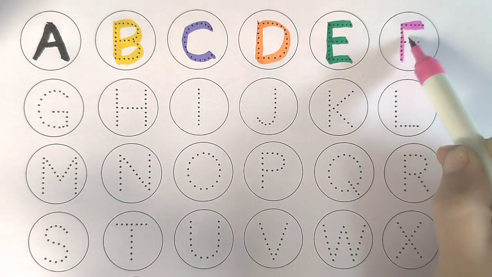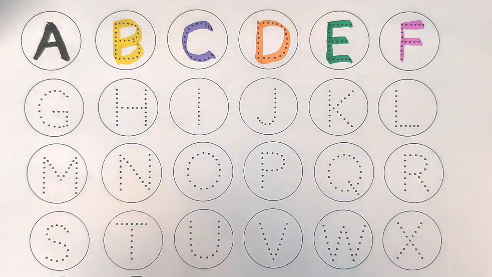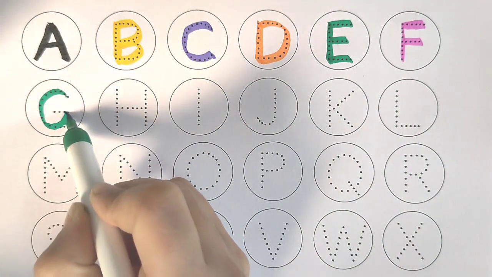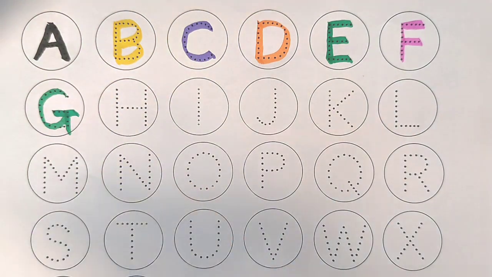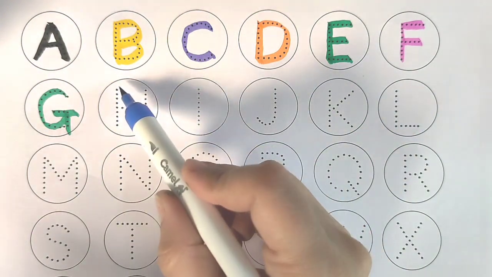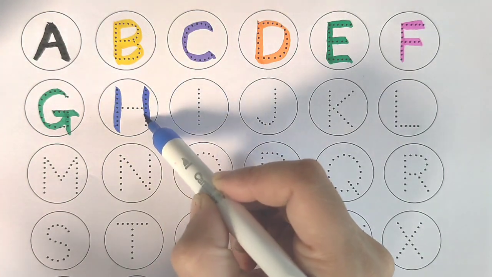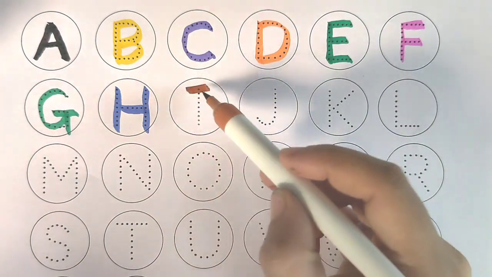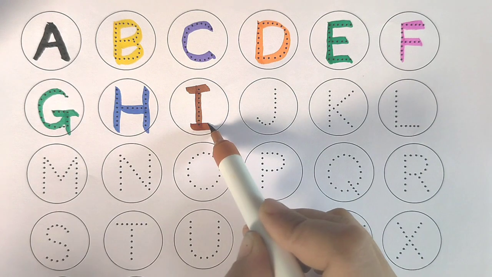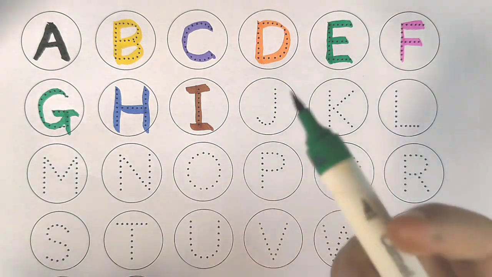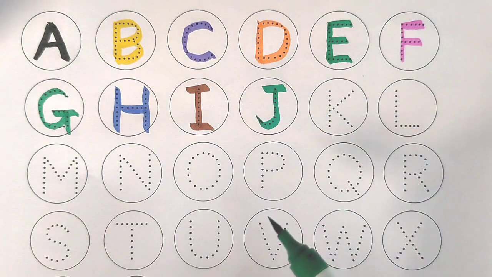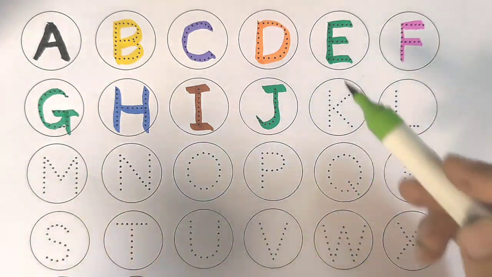F is for fish. G is for gorilla. H is for horse. I is for ice cream. J is for juice.